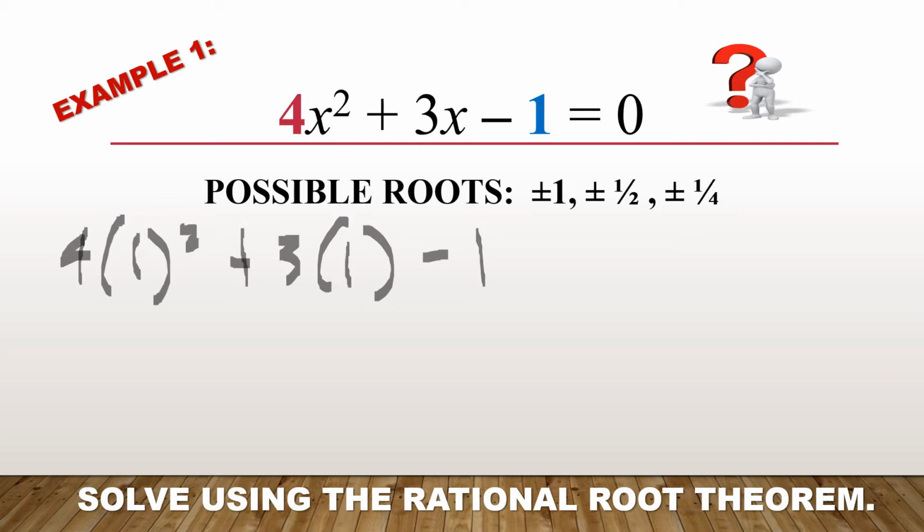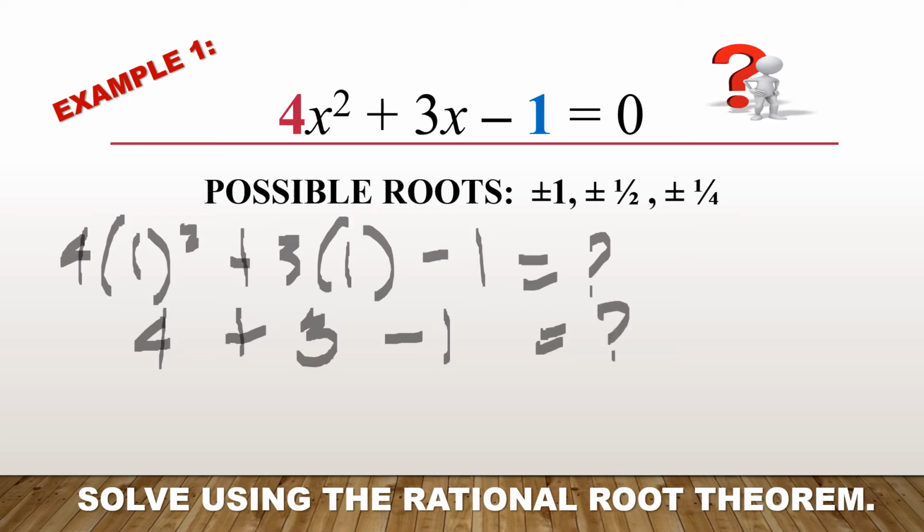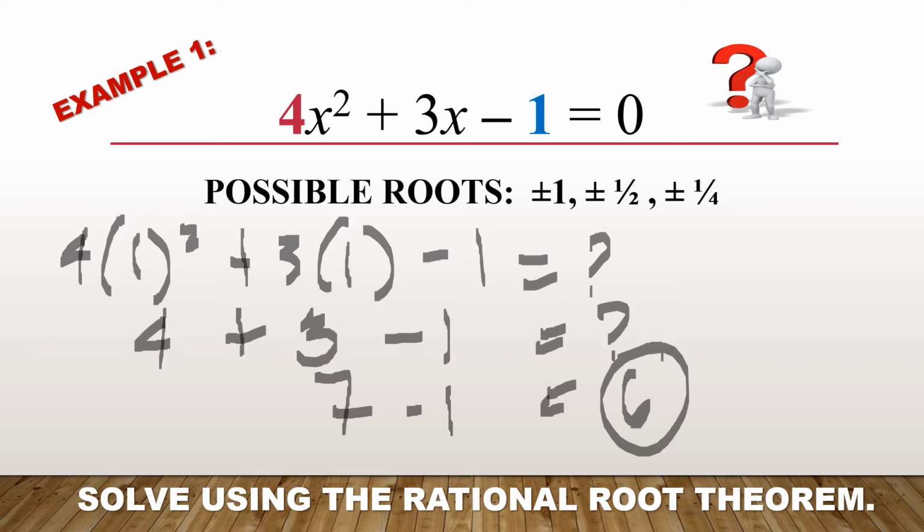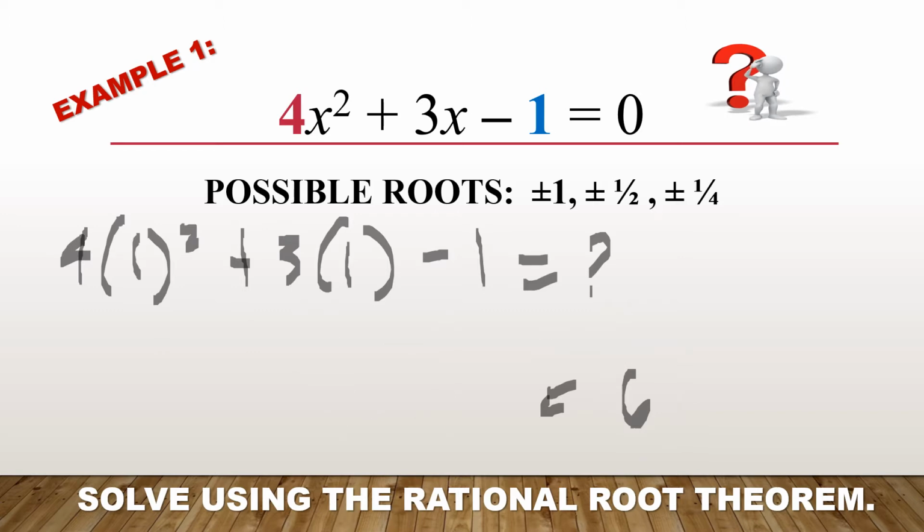Let's find out. 1 squared is 1 times 4, it's 4. Plus 3 times 1 is 3, copy minus 1. Is this equal to 0? Let's see, 4 plus 3 is 7 minus 1. The answer is 6. So it's not 0, therefore 1 is not a root. Now let's make it negative 1. So let me erase this and change positive 1 to negative 1. So we're done trying positive 1 and we found out that positive 1 is not a root.